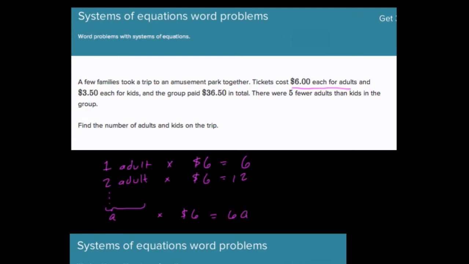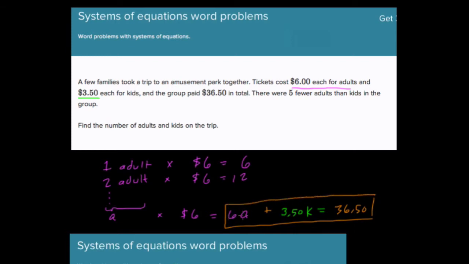And here, with the kids, it's $3.50 for each kid, so that has the same logic. We think of adults as $6, the cost of an adult, times the number of adults. And then we think of kids as $3.50 times the number of kids. Let's call that K. And we know the group paid $36.50. So if we add up how much each cost, however many kids and adults went, the total cost is $36.50. So what we have done is identify our first equation: $6 times the number of adults plus $3.50 times the number of kids gives us the total cost of $36.50.